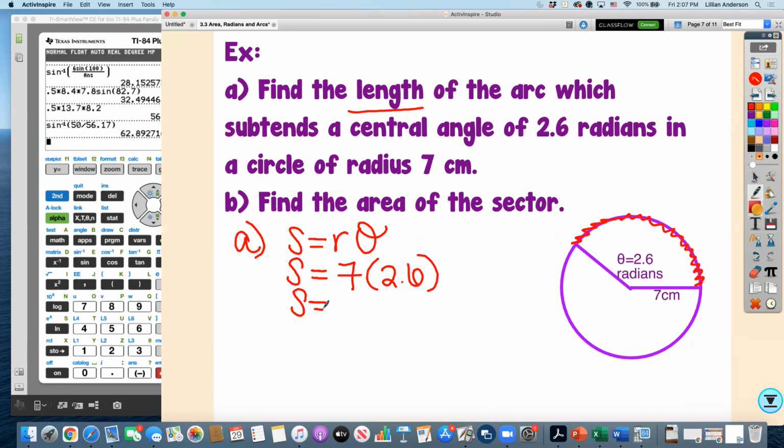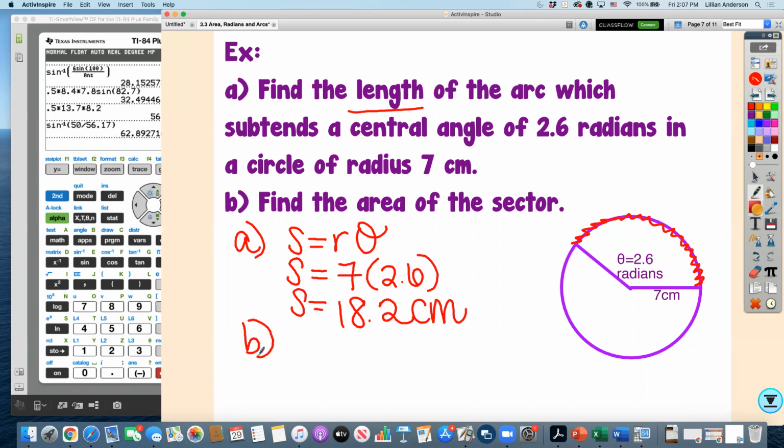Go ahead and type it in. Tell me what we get. 18.2. Confirmation. And because it's length, which is a part of the circumference, it's just centimeters, not centimeters squared. It's just the regular length.